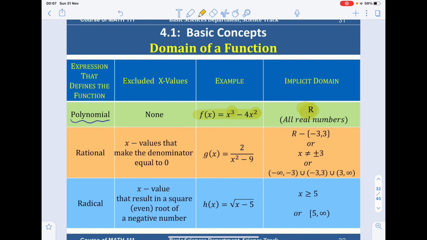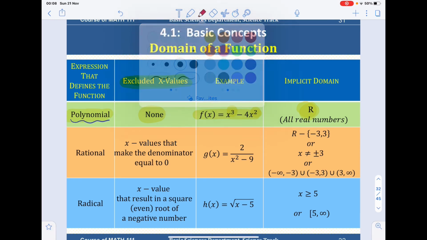Okay, so the excluded x values, the x values that we want to exclude, meaning we rule them out, there are none. There are no values of x that have to be excluded. Okay, so this is in case my function is a polynomial.